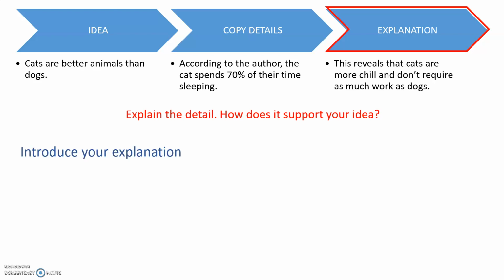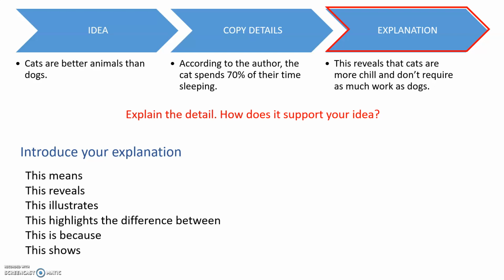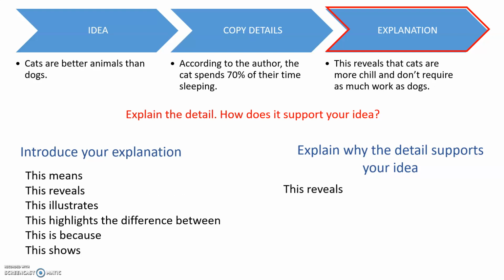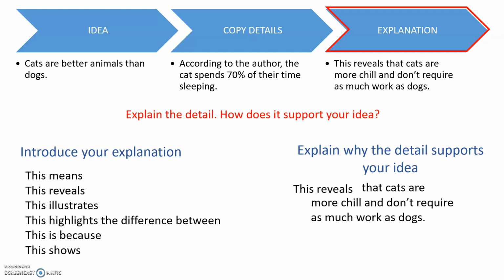Just like we did with details, I'm going to introduce my explanation. Here are some words and phrases you can use to introduce your explanation. This means, this reveals, this illustrates, this highlights the difference between, this is because, this shows. And then you're going to explain why the detail supports your idea. So I might start with this reveals, and then write my explanation. When I put all three of those sentences together, that's what makes my text citation or my evidence citation. All right, students, let's go practice.